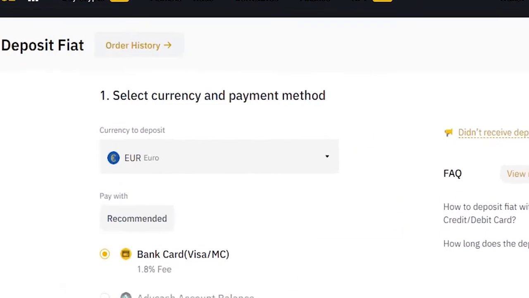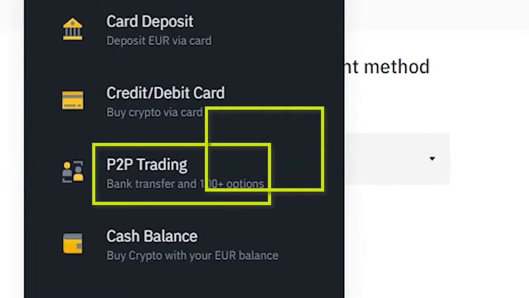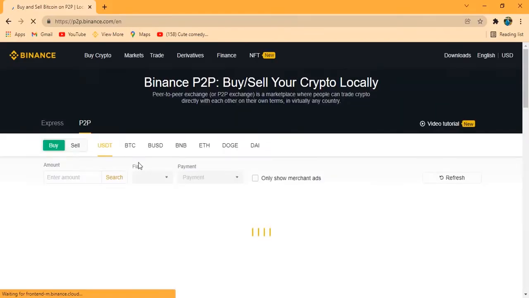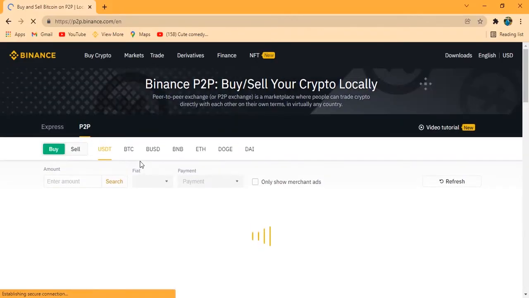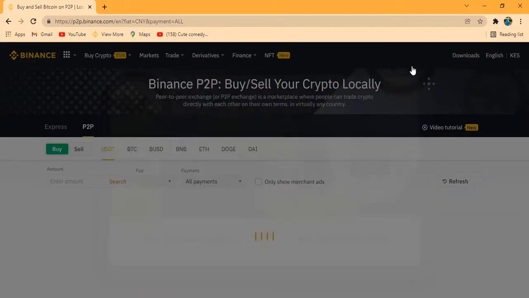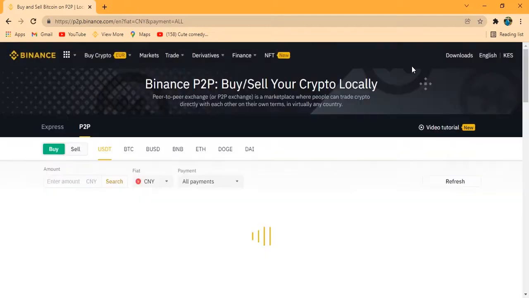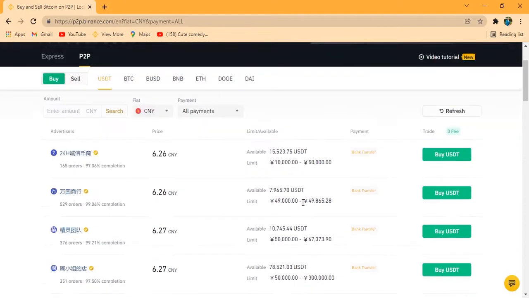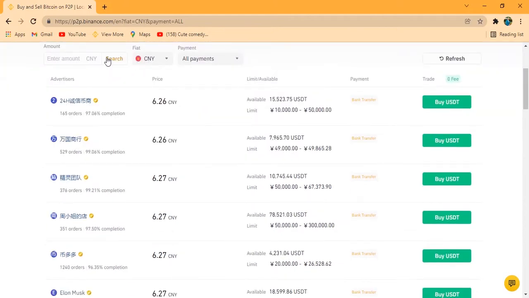The next way to deposit your money is through P2P trading. P2P trading is one of the things you can use to trade here. P2P, by the way, is a free way to deposit your money from the bank and all that. You can see some are charging $1.8.